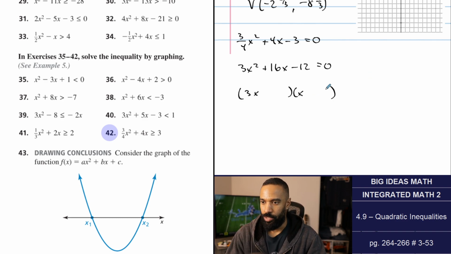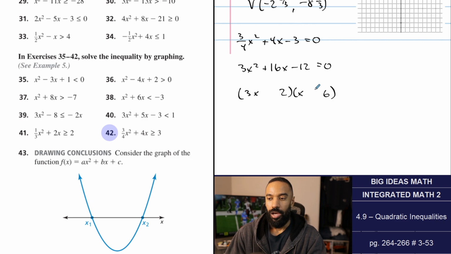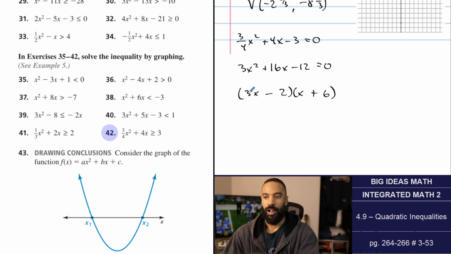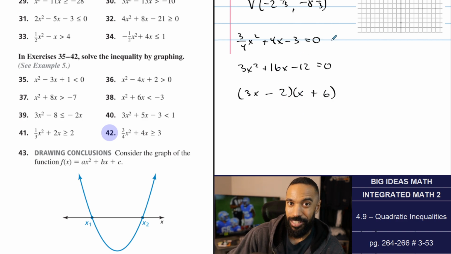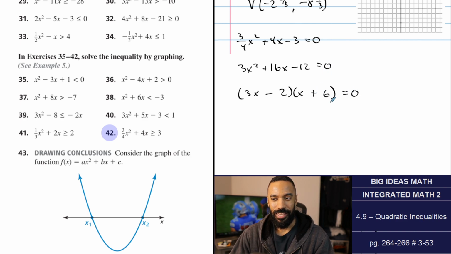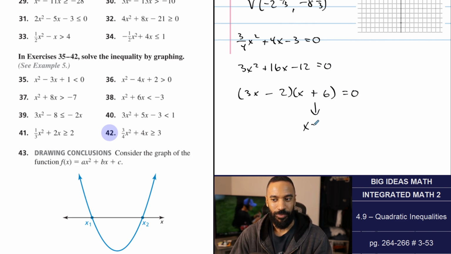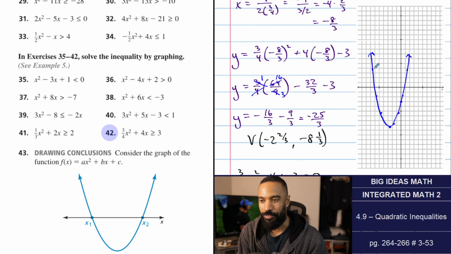6 and 2. Does that work? Plus 6 minus 2? 18 minus 2 is 16. It is factorable. That means this was negative 6. It wasn't left or right of it. It was on it. And this is 2/3. Okay. So it was factorable.